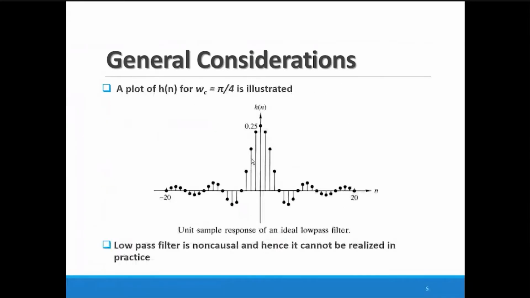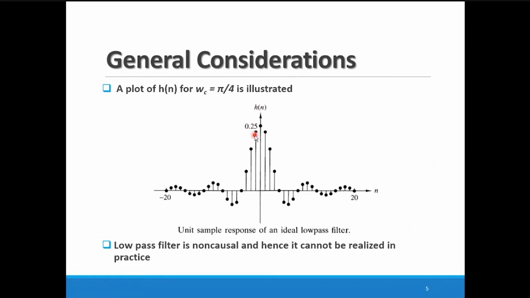Now if we plot h of n, the impulse response, we take omega c, the cutoff frequency, equal to pi by 4. Here you are getting the unit sample response of an ideal low pass filter. One discrete plot is shown to you, and the values are visible. This is the main lobe and these all are the side lobes.